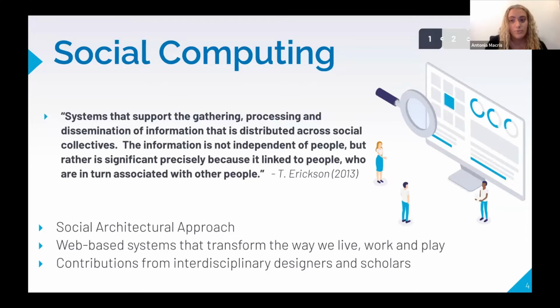Topics in social computing are also researched and worked on by a number of designers and scholars from a wide range of disciplines. Some of these disciplines include psychology, sociology, behavioral economics, computer science, human-computer interaction, game design, you name it. It stretches across all aspects of the spectrum. It's very interdisciplinary, and it stems from a variety of fields.